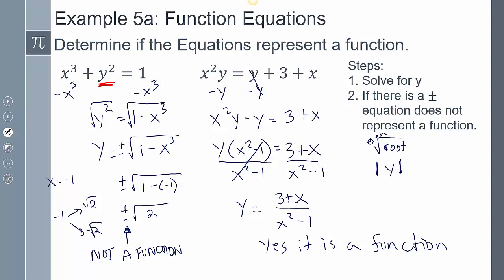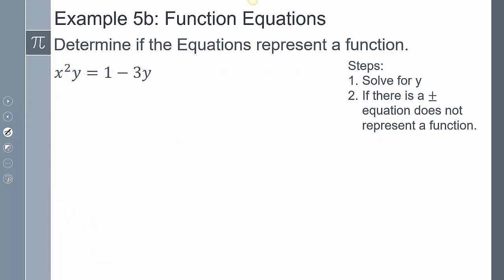And then you're going to get a plus or minus that's going to affect the outcome of what our variable is going to be, or what our function is going to be. Let's take a look at this next one. So determine if this equation represents a function.